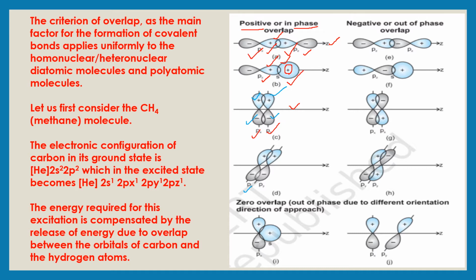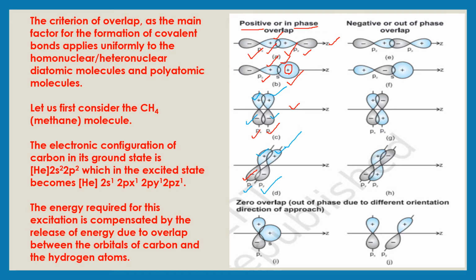These lobes are again perpendicular to z as well as x. That's why they have been shown here, to give you an idea that they are perpendicular to the other two lobes which are on the z and x-axis. Here also, positive is to be shown overlapping with positive and negative with negative. This is called positive or in-phase overlap.